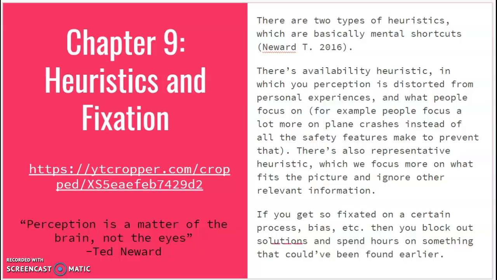Onwards to chapter 9, heuristics and fixations. These are mental shortcuts your mind takes, and they're pretty accurate most of the time, but sometimes they're not. So there's availability heuristic, where your perception is distorted from personal experiences and what people focus on. For example, social media focuses on planes crashing, but in reality that doesn't happen nearly as often as they like you to think it does. Then there's representative heuristics, where we focus on what fits the idea, the picture we have in our mind, and ignore any other information that could be relevant.